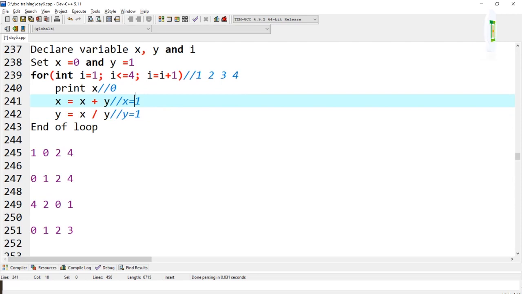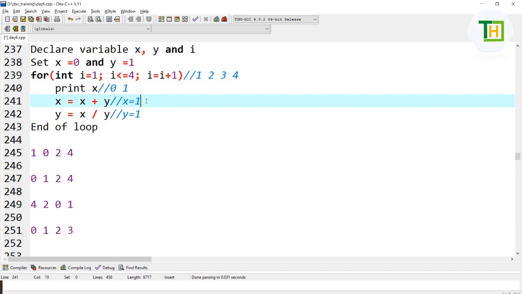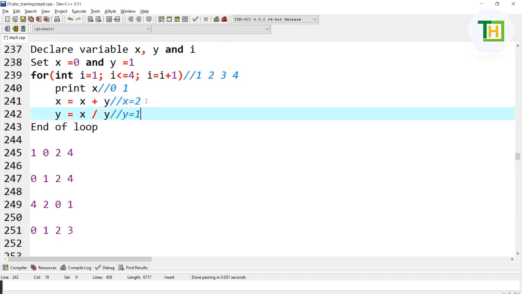And again it is repeated, and it is going to print. What is the x value? X value is 1, it is printing. Then 1 plus 1, x value is 1 and y value is 1, then it is going to be 2 here. Then X is equal to x by y. What is the x value? That is 2, and y value is 1. 2 by 1, that is going to be 2 here. Then 2 is printed at this position.